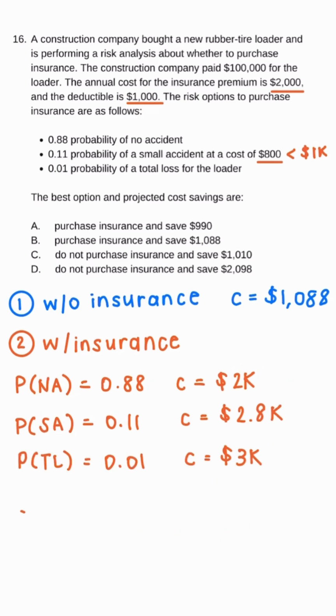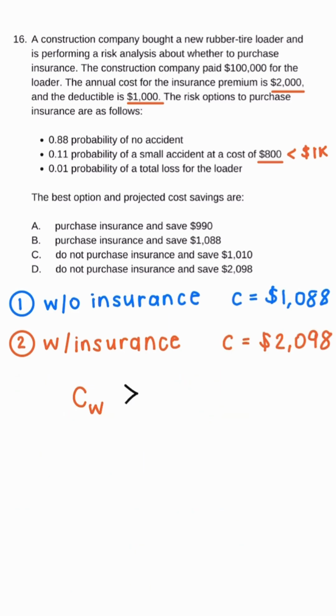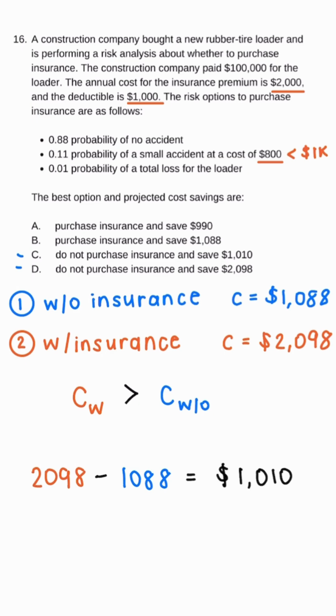So to calculate the projected cost of purchasing insurance, again, you multiply the probability of the scenario by the cost of the scenario. So 88% times $2,000 plus 11% times $2,800 plus 1% times $3,000. We're going to get a projected cost of $2,098. So clearly it will be more expensive to purchase insurance than not purchase insurance. If we subtract these values from each other, we're going to get a cost savings of $1,010. So the answer is C.